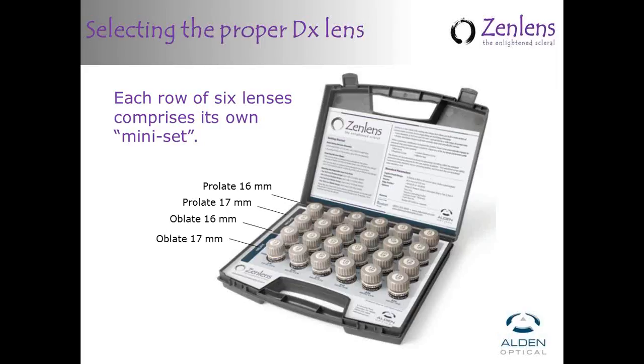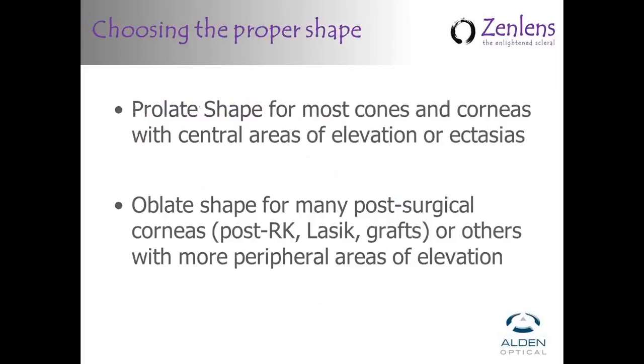So in the diagnostic set, there are really 4 series of lenses, 2 different sizes, and 2 basic shapes. We'll talk about how we select which row we work with, and then once we narrow it down to which row we're in, we really have an easy job of just working within those 6 lenses. If you've used the lens set, and I assume everybody has, you know there are 2 different shapes. There's the prolate series, which works for most cones and corneas that are more elevated centrally than peripherally, which would be most normal corneas as well.